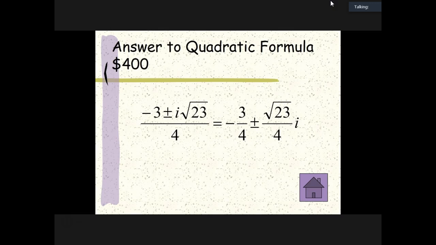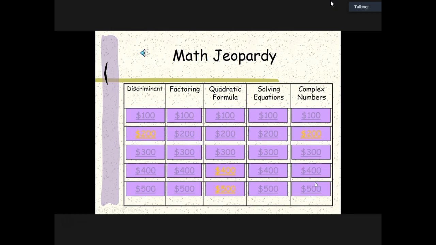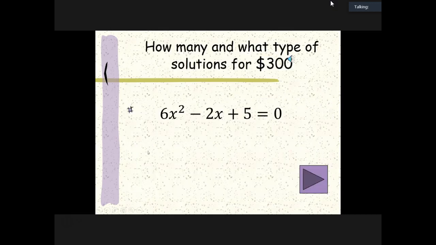Okay, back to the beginning. Okay, Miss Jenkins, category and points. All right, discriminant, 300. I need the value as well as the number and type of solution. So I'm looking for 3 things.